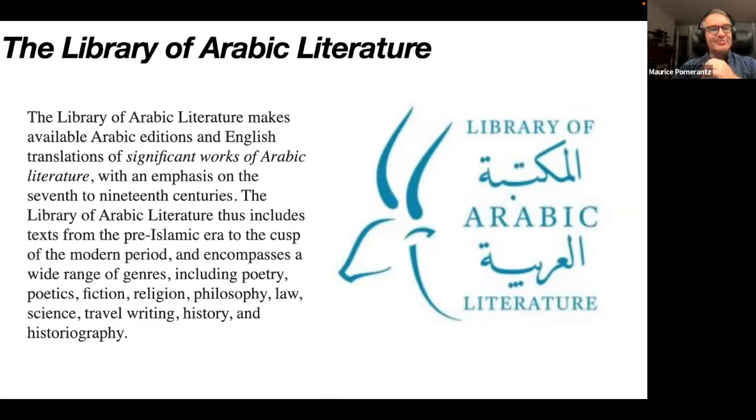The Library of Arabic, and I'll just read it to you. The Library of Arabic Literature makes available Arabic editions. So we turn manuscripts into editions so that they can be read by modern readers. I'll explain what that means perhaps later. With an emphasis on the 7th to the 19th centuries, the Library of Arabic Literature thus includes texts from the pre-Islamic era to the cusp of the modern period and encompasses a wide range of genres, including poetry, poetics, fiction, religion, philosophy, law, science, travel writing, history, and historiography.